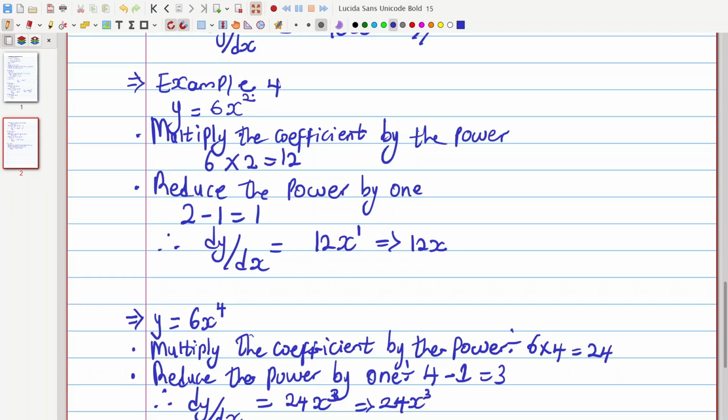If you got that right, well done. Today we have learnt the power rule, one of the most important rules in differentiation. Remember this step: multiply the coefficient by the power and reduce the power by 1. In the next lesson, we'll learn how to differentiate expressions with more than one term using the sum and difference rule.